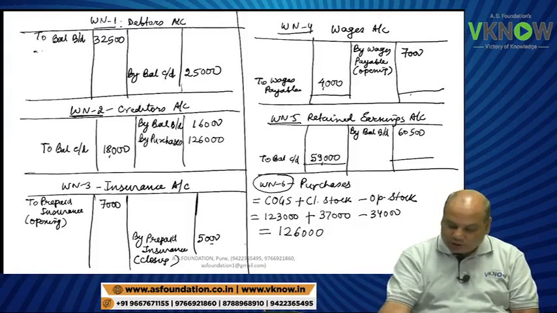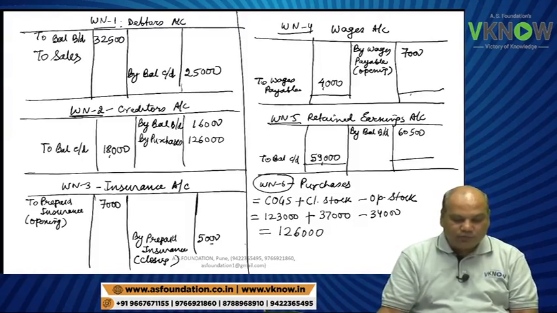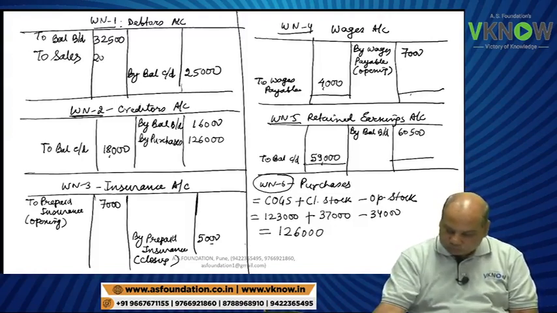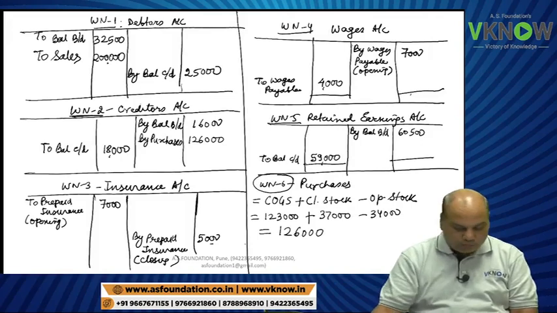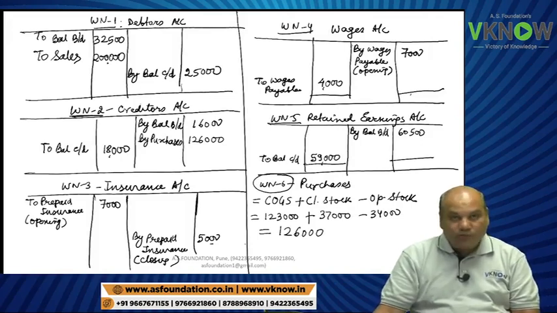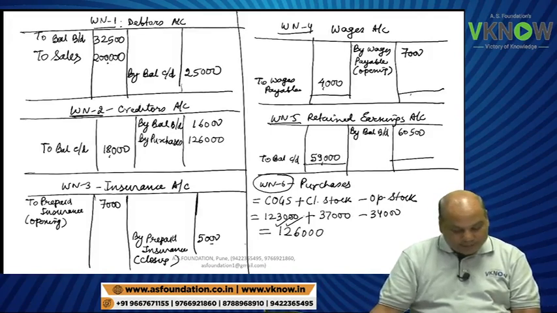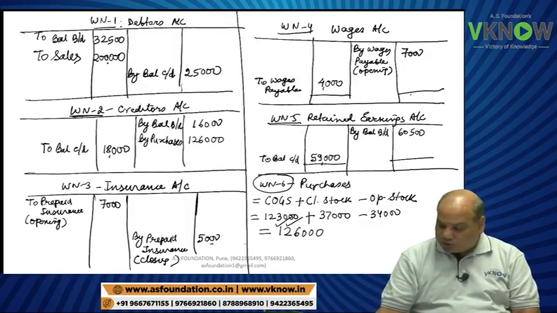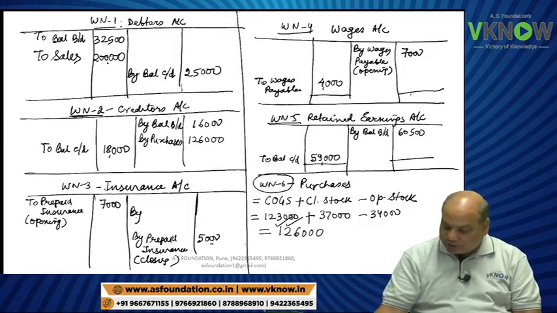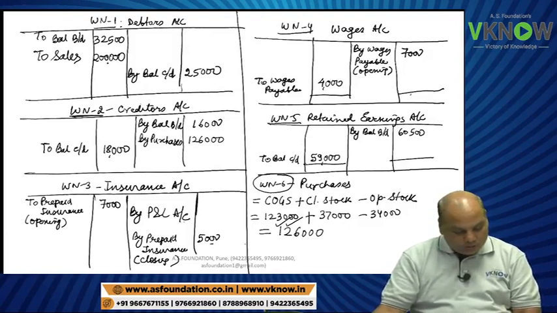Sales, write in debtors, working note 1, debit side. Sales is 2 lakh. Cost of goods sold we have already used here in working note 6. Depreciation already reconciled. Insurance account, credit side, by P&L account, working note 3, insurance expenses 11,000.